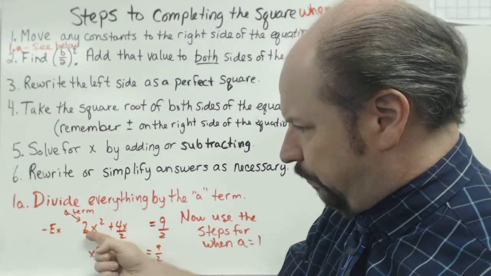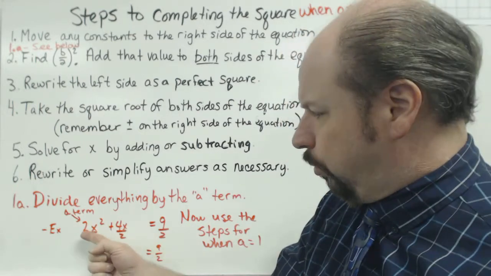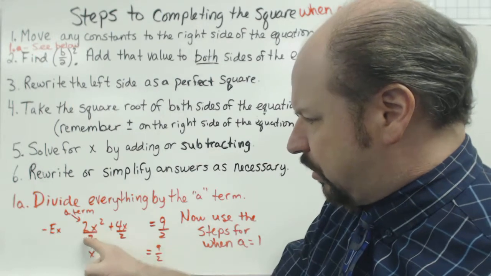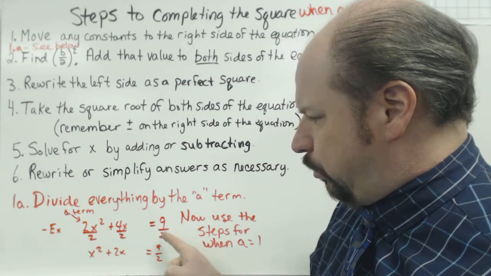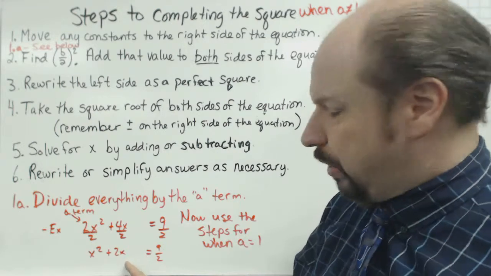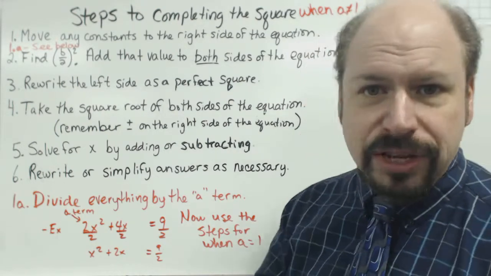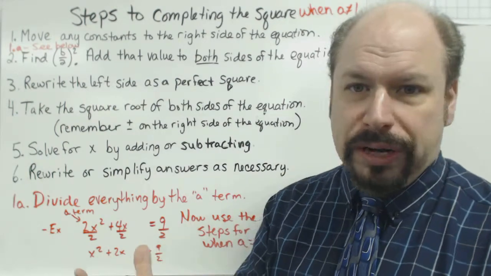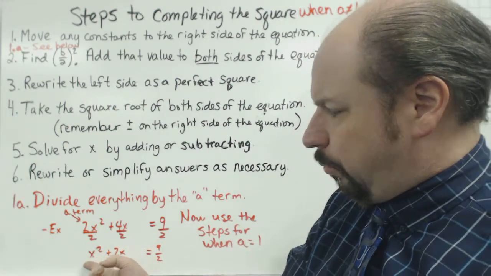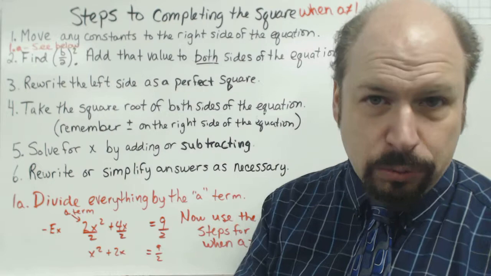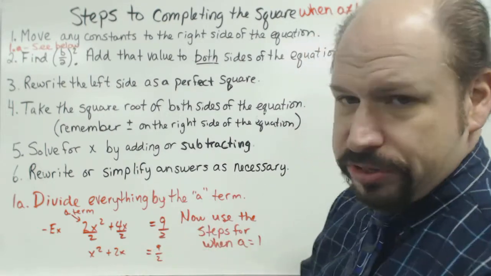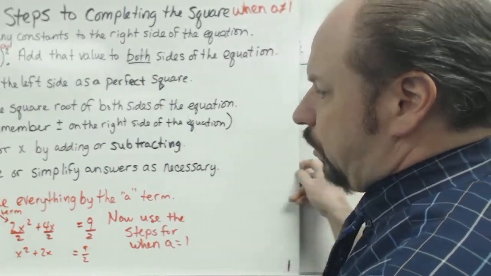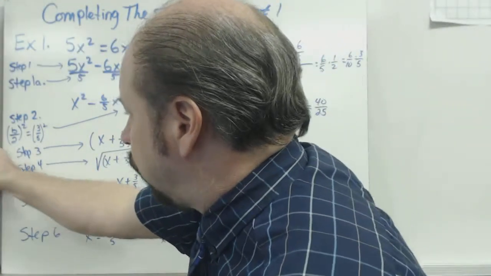So for example, if our a term here is 2 in front of the 2x squared plus 4x equals 9, if we just divide everything through by 2, we would end up with x squared plus 2x equals 9 halves. And now we would just solve that just like what we did before when a was equal to 1, because we have basically now forced a to be 1. And so it will solve just fine in that method. Okay, so let's look at a couple of examples of that here.